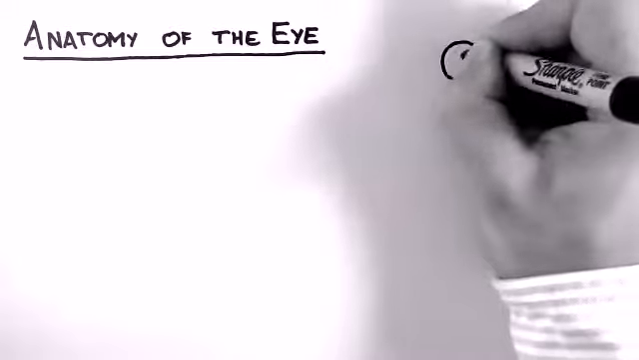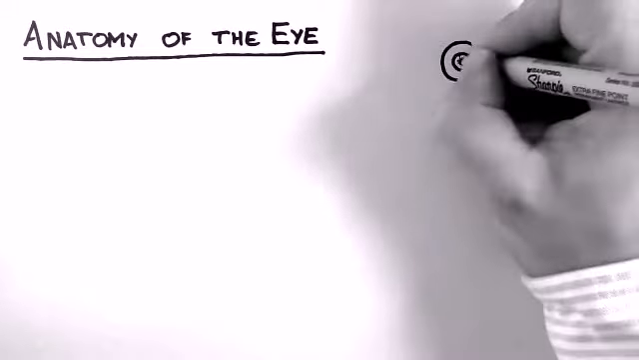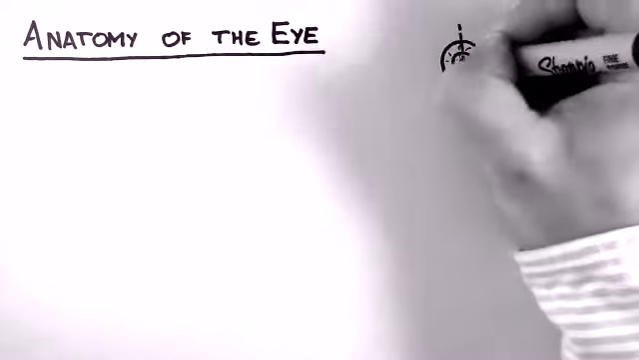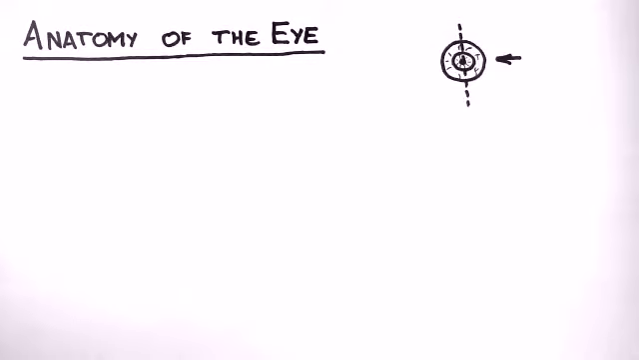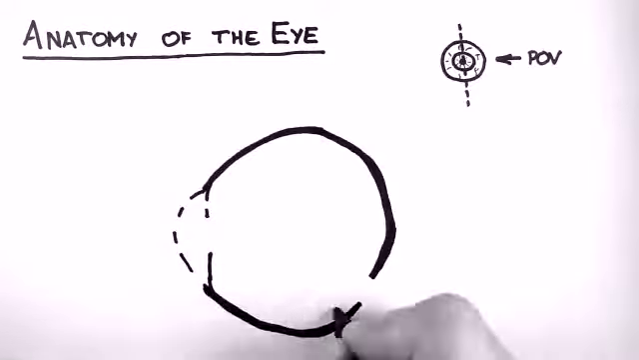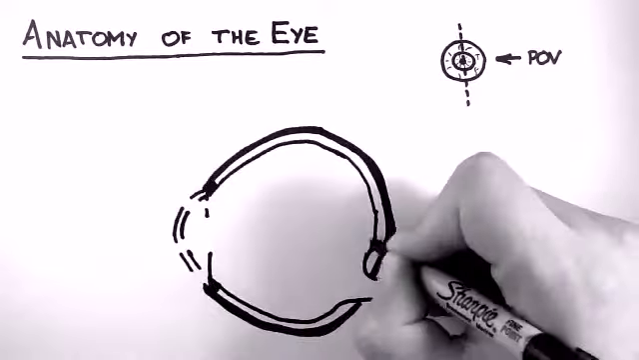Hi, in this video I'm going to discuss the anatomy of the eye. So to illustrate this, I'm going to draw the eye in cross-section, splitting it down here, and our point of view will be from here. So let me just draw it quickly.